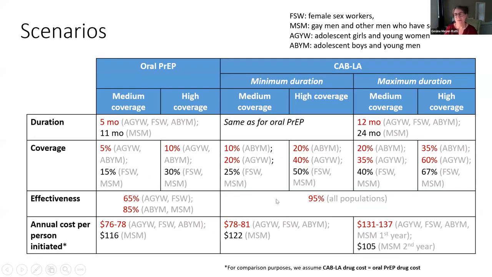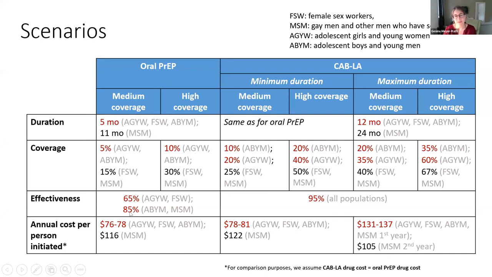These are our scenarios, and I won't bore you much, but basically we are looking at, for oral PrEP, 2 different coverage scenarios. We're assuming 5 months of duration. So once someone goes on, they stay on it for 5 months for the young folks and female sex workers, slightly longer for MSM. We have two different coverage scenarios for oral PrEP, 5 and 10% for the young folks.